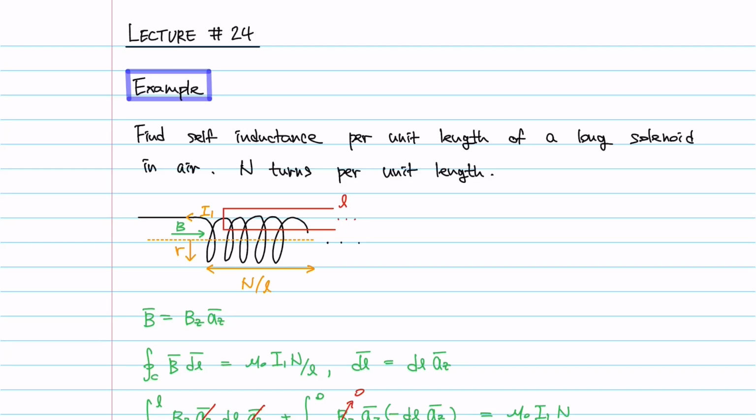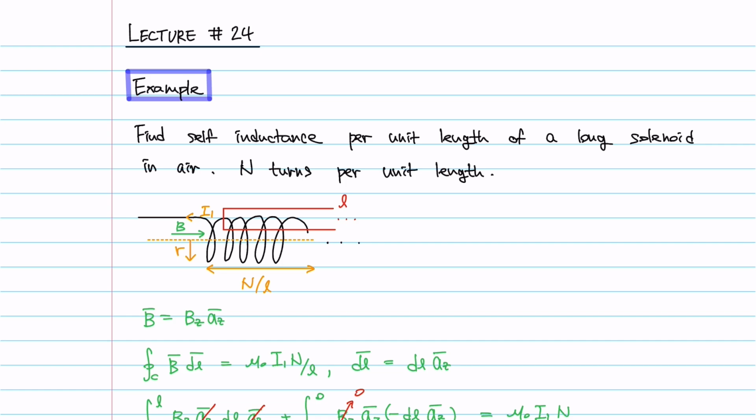This is lecture 24. We're going to go through several examples where we are asked to calculate the inductance. In the first example, as you can see here, there is a coil. The black line is the coil where current I1 is flowing. So this is the coil, and you can see that I1 is flowing that way.